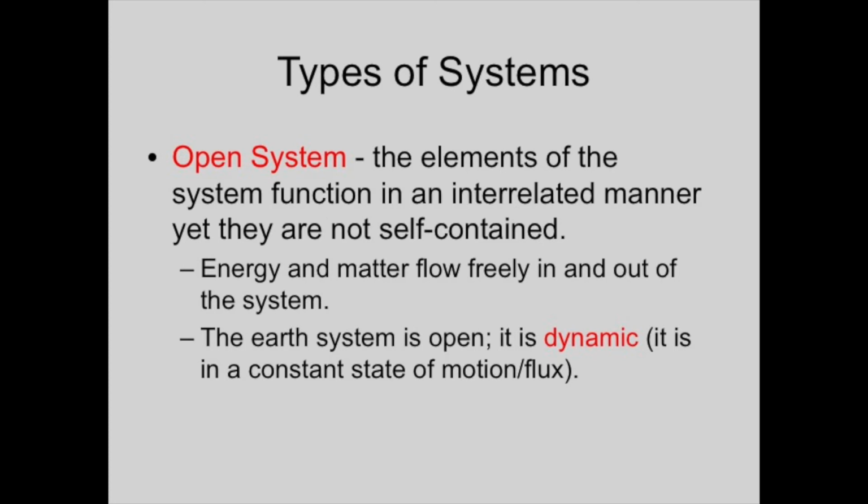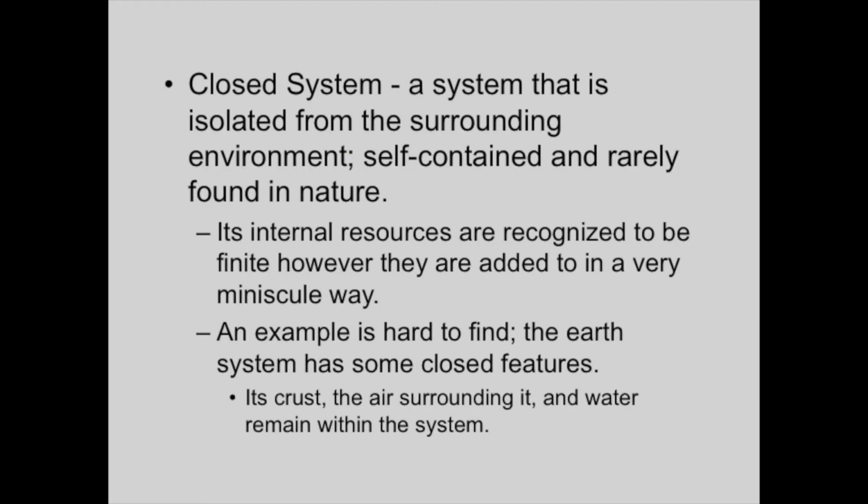So both the planet and our leaf are open systems. They're also systems that are dynamic. Now let's take a look at a closed system. A closed system is a system that is isolated from the surrounding environment. In fact, a closed system is very uncommon when we're talking about our planet and the many systems and processes that are associated with it.